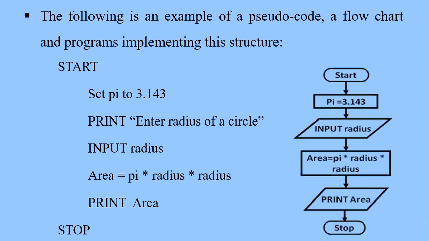So we have the start, and then we assign 3.143 to the memory location called pi. Then we request the user to enter radius, and we read radius and assign it in the memory location called radius. From there, we compute the area of the circle by multiplying what has been entered as radius by itself, and then we multiply by the value of pi. And the results, we assign them in the memory location called area. And then we display the area and stop the execution. So that is the flowchart.